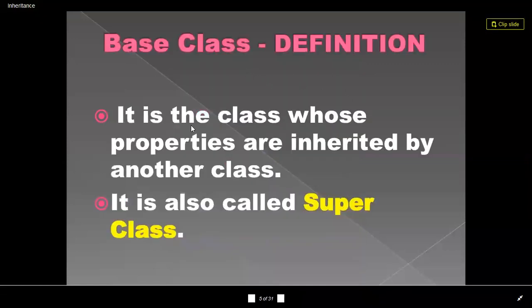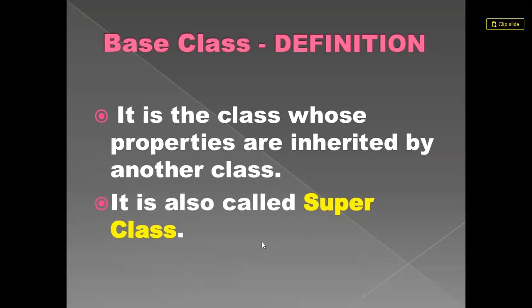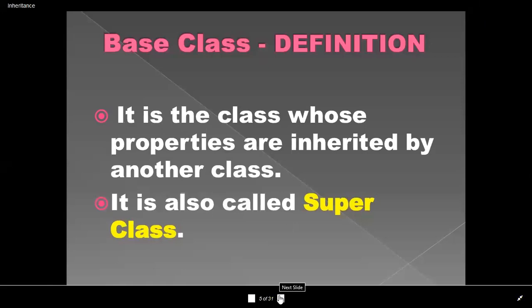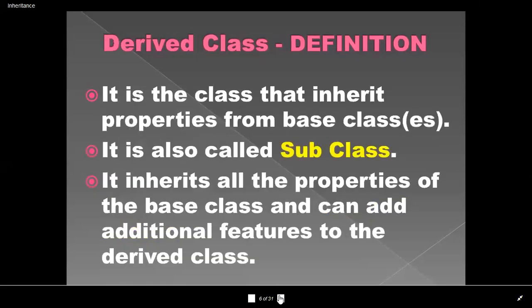Now the base class is the class whose properties are inherited by another class, so it is also called a superclass, as I said. Any class can be a base class. The class can have 1,000 lines of code, or it can have 1 line of code. It doesn't matter how many lines of code or what the structure looks like. If it's a class, it can be inherited, and there are no rules that define which class can be a base class.